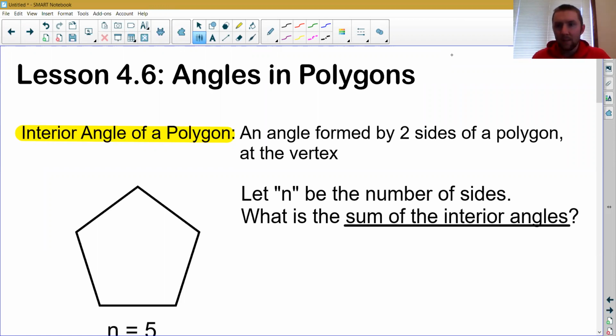This is going to be our last video in chapter 4. Your book does continue with some other things, but this is where we're going to end our work with chapter 4. We're going to talk about angles in polygons.